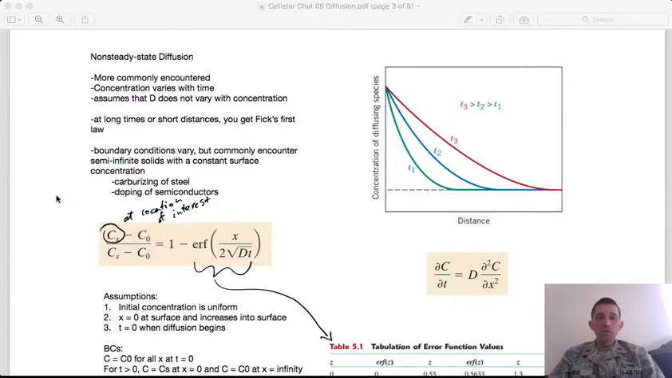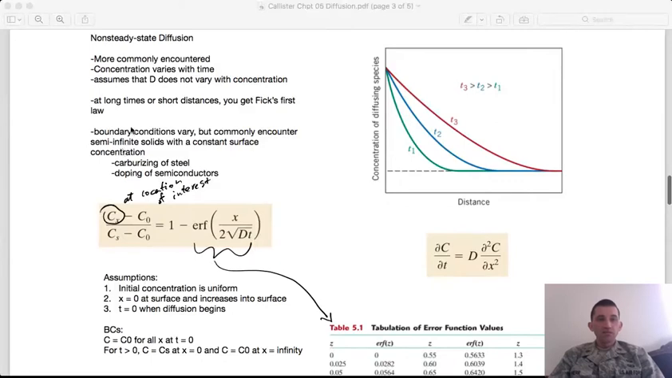But generally, we're going to consider situations where we're diffusing an impurity into a material, and that concentration is low enough that it's not interacting with each other to the point where that decreases its ability to diffuse through the material. And for non-steady state diffusion, at long times or short distances, you reduce to Fick's law.